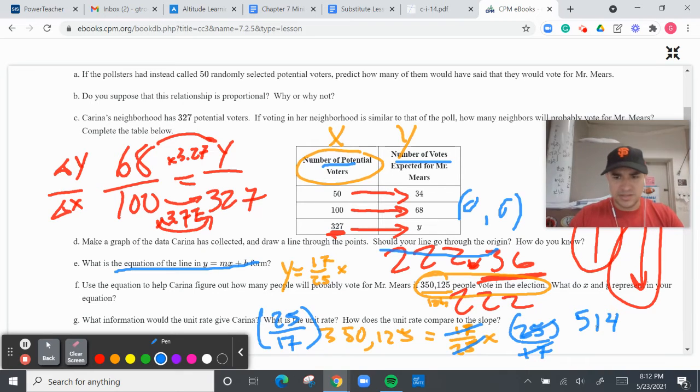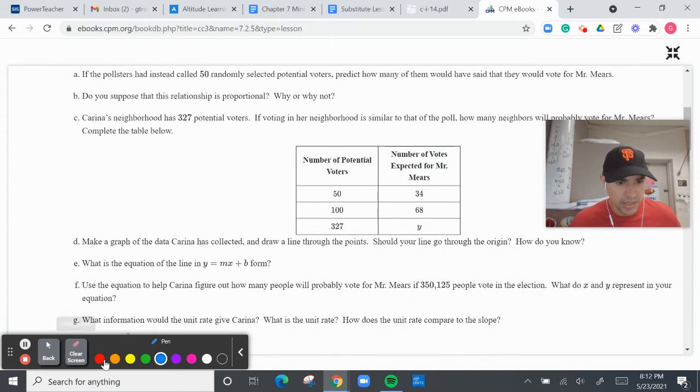540. Wait, that doesn't make sense. Why does that not? That makes no sense at all. 514,889. No, that doesn't make sense at all. Let me restart this. Let me go ahead and clear this up. All right, let's try one more time.